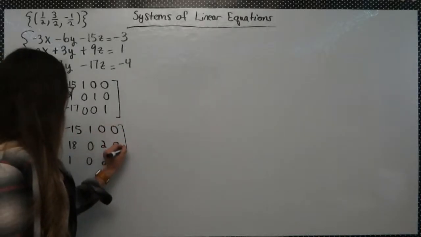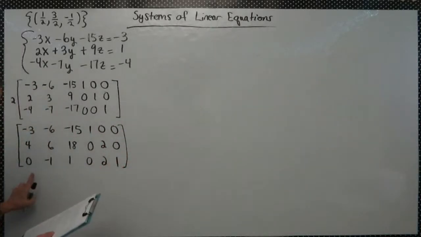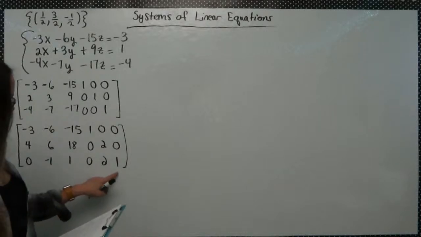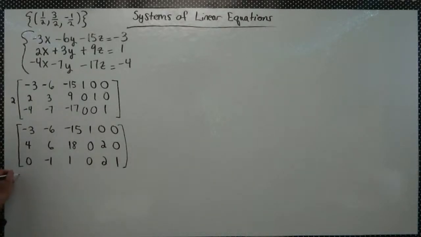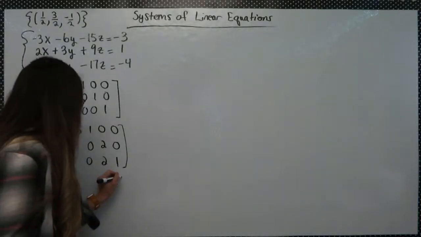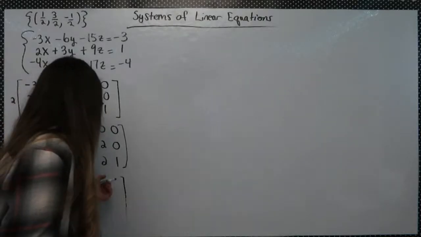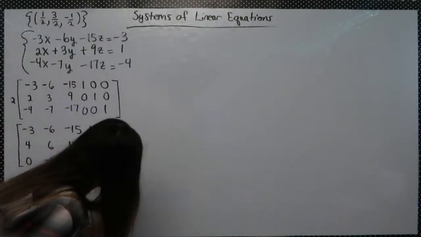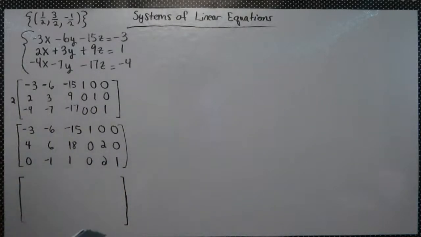And then I just want to double check my work to make sure I did it correctly. 0, -1, 1, 0, 2, 1. Perfect. So let's go ahead and write in a new step. And it looks like this time I multiplied the third row by 6. That's what I did next. Let's see if I can figure out what I did real quick. So we multiplied it by 6.